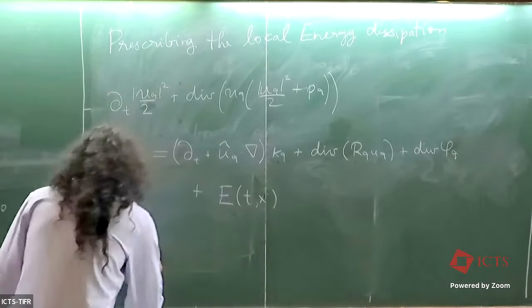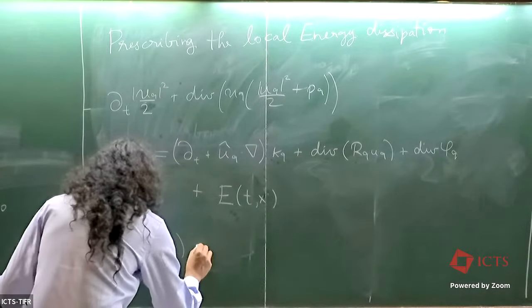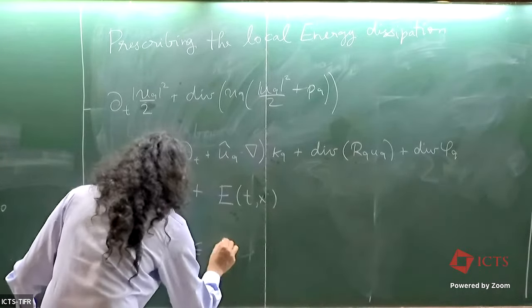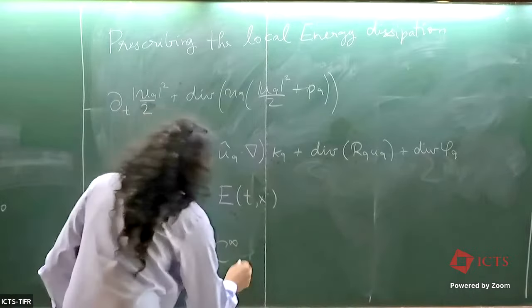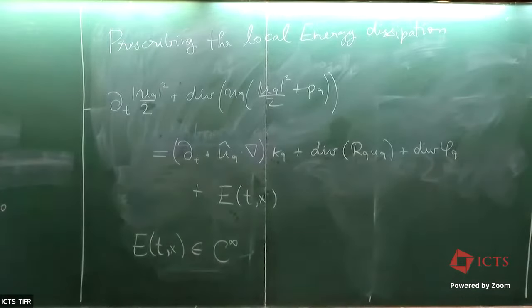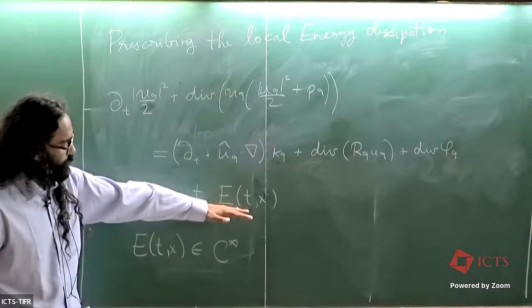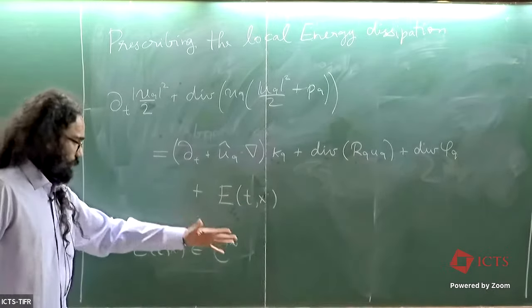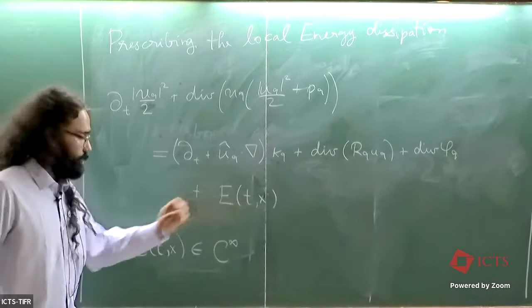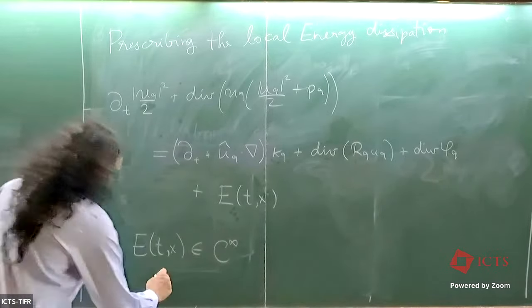But in our scheme, e of t,x, we can't really prescribe it to be anything. It has to be, for instance, a smooth function. And so for instance, you can get absolutely zero energy dissipation locally. You can have something which has positive and negative. You can have something which is strictly dissipating and so on. Okay, I write this, but I say plus some other derivative bounds.